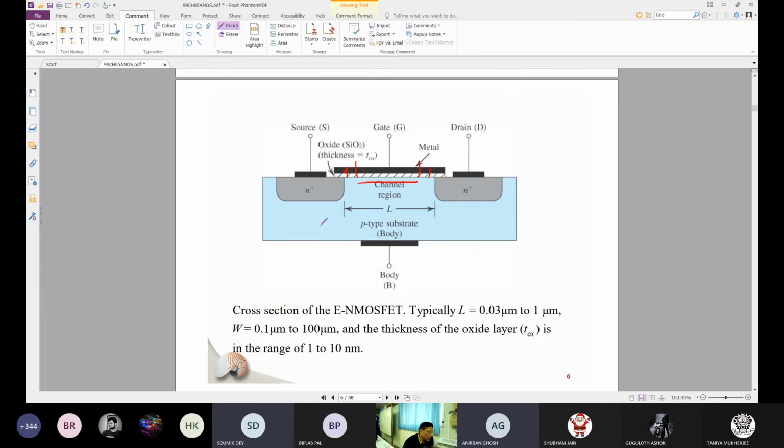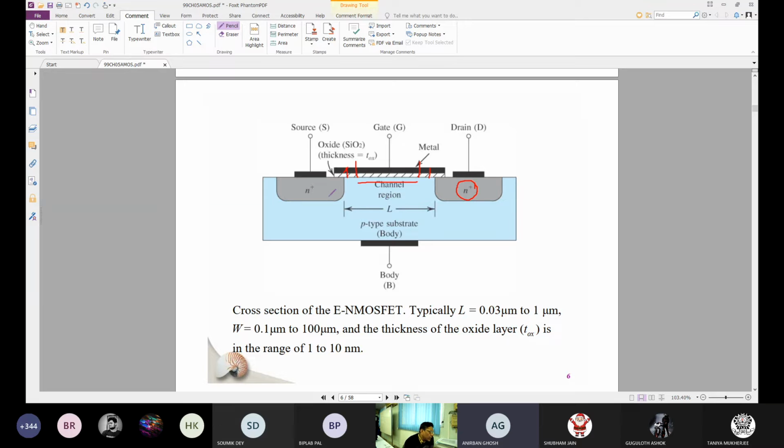Okay. So, sir, what does that N plus mean? Please explain the terminology of N plus. N plus. N-type drain and source. This is the source and this is the drain.